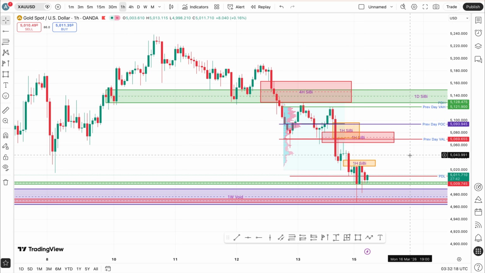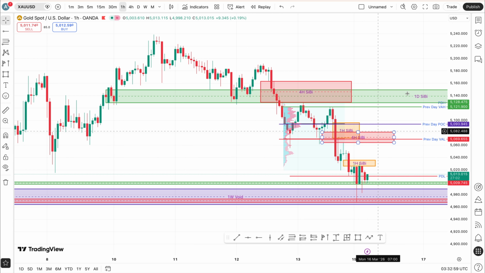Since price is currently below the previous day's value area low, it means the market is trading outside of yesterday's value area. When price moves outside value like this, two things can happen. Either the market accepts the new lower value and continues trending downward, or it reclaims value and rotates back to the POC. So the key levels to watch today in summary is the weekly void, the daily void, the 4-hour buy-side imbalance, and the psychological level at 5,000. This confluence makes the region one of the most important levels on the chart right now.